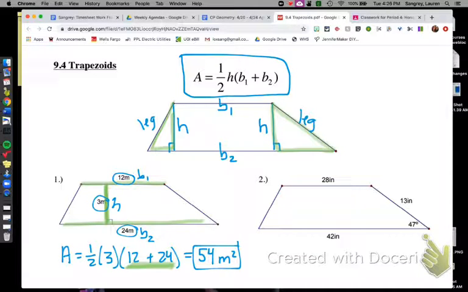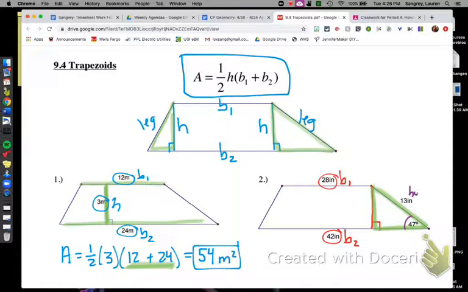Okay, for number 2, we know both of the bases, but we do not have the height, and the height is not even drawn in. So again, I'm going to draw my height in over here because this right triangle has a lot of information. There's nothing going on the left side. So in this right triangle, I have one angle and I have one side.